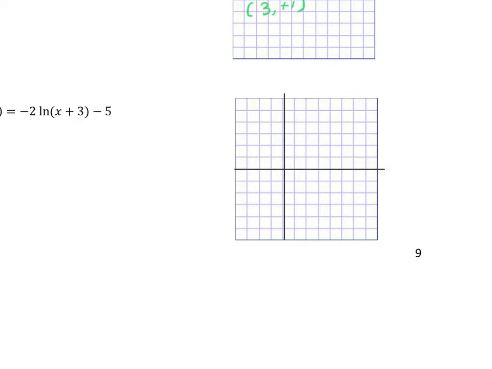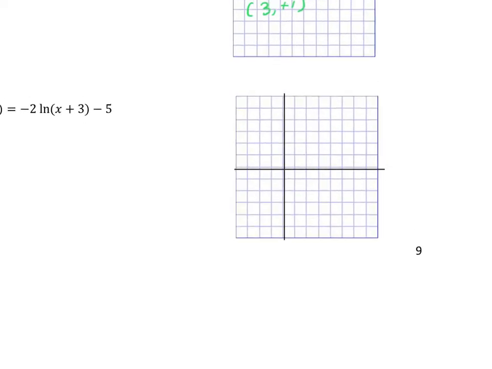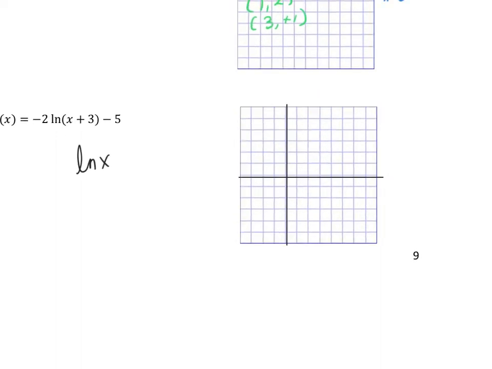Okay, so I have the ln of x. That's my original function. So my original function is going to go through the point here, which is 1, comma, 0. It's also going to go through the point e, which is a little bit more than 2, almost 3, comma, 1. So it's going to go through the point e, comma, 1. And then it's going to go through the point 1 over e, negative 1.